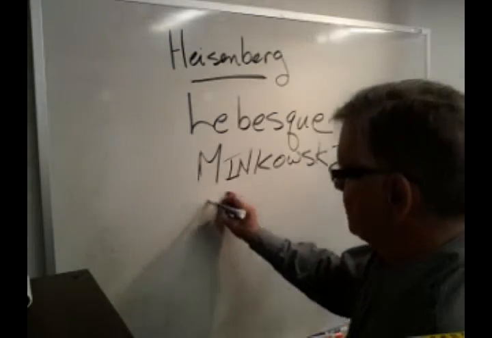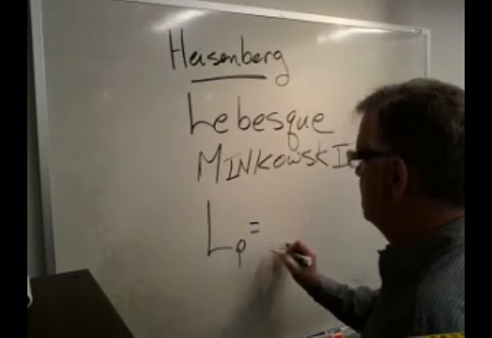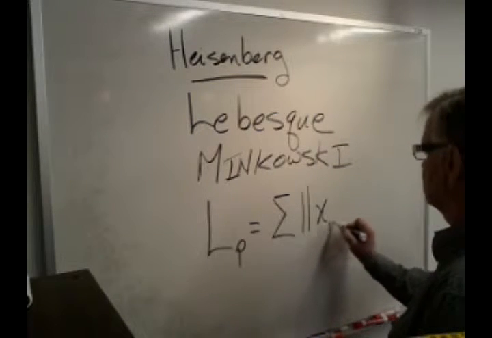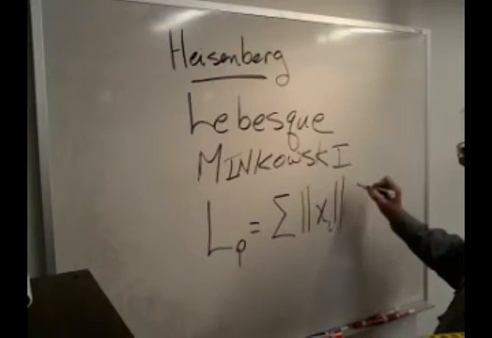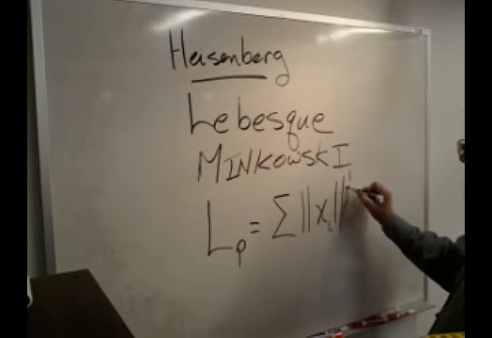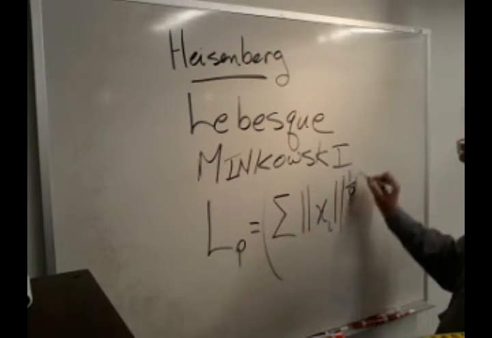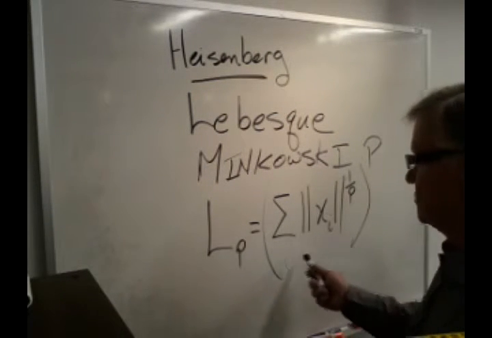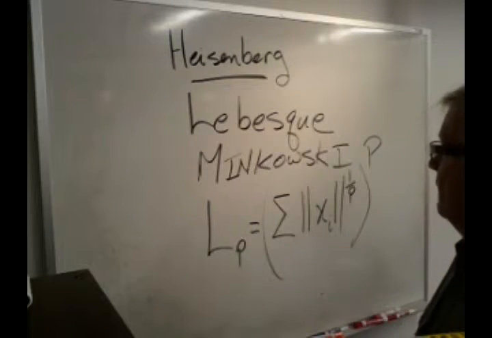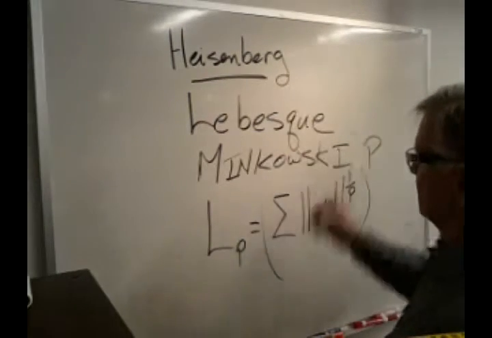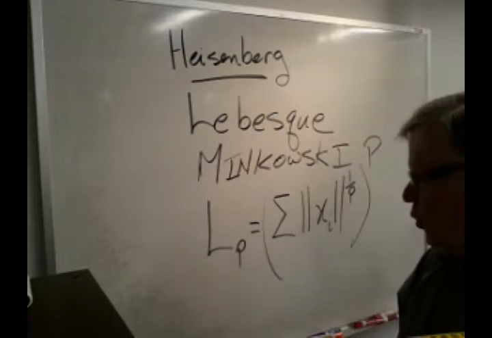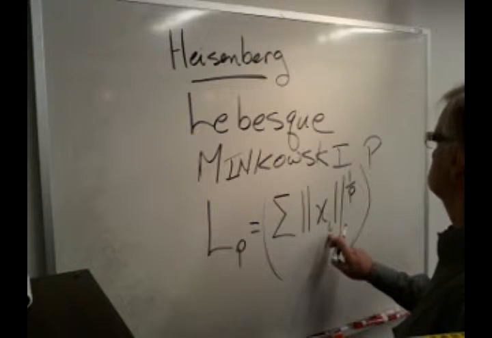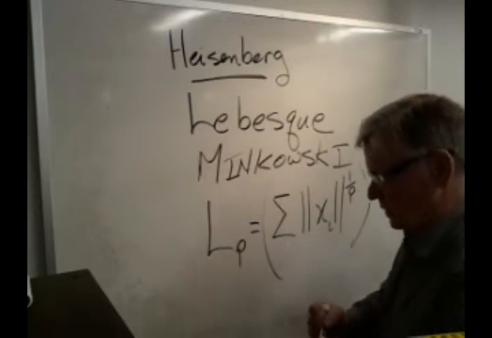Now, a Lebesgue measure, L sub p equals, what is this thing? The sum of the norm of x sub i, where that is any measure, to the p, and the entire thing raised to 1 over p. That looks lovely. Well, that is a Lebesgue measure. That's the Pythagorean theorem. If p is equal to 2, we're in L2 space. So if p is equal to 2, we add up the squares.